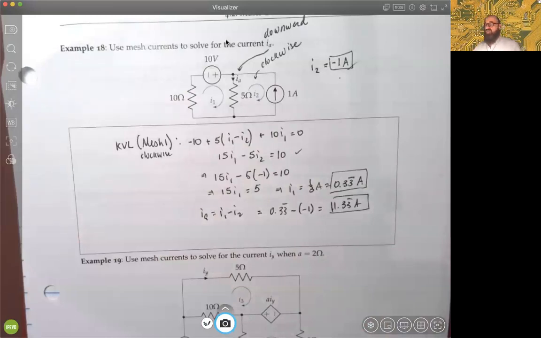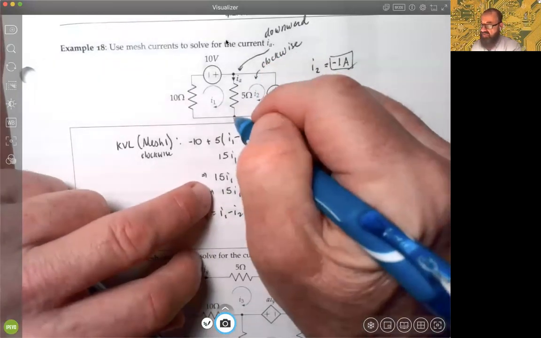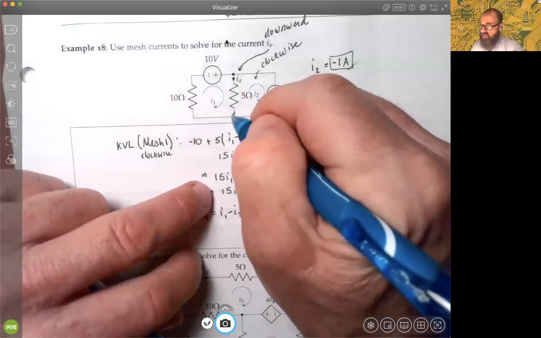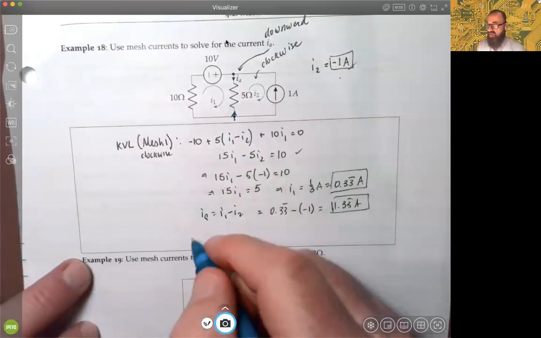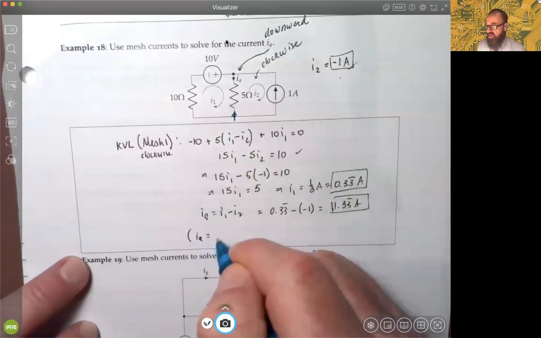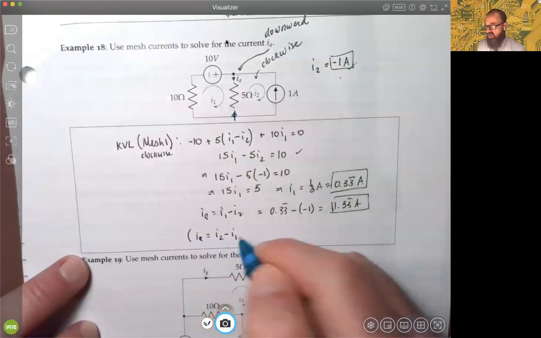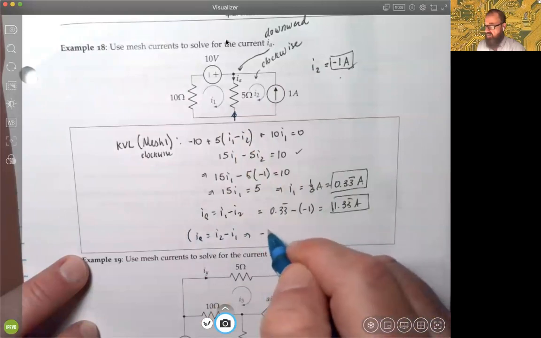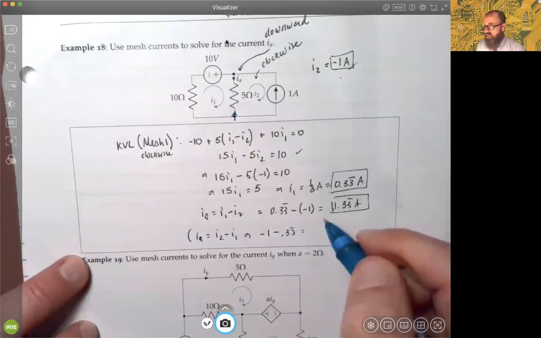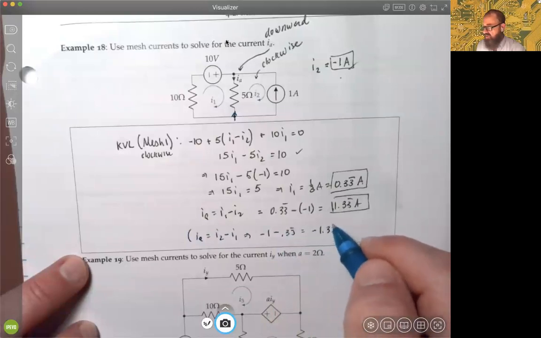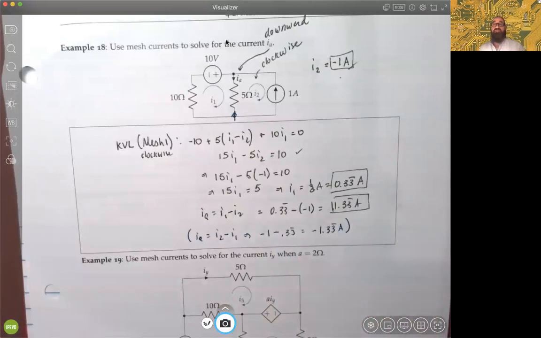Just for the sake of the argument, if the reference direction for the current had been this direction, right? Just saying, if that had been the case, then what you would have done is you would have said, no, it's the other way. It's I2 minus I1. And that would have meant, in this case, it would have been -1 minus a third, 0.33, and you would get -1.3 amps, okay? Which should make sense. The magnitude is the same. It's just that you'd be opposite in the direction, okay?